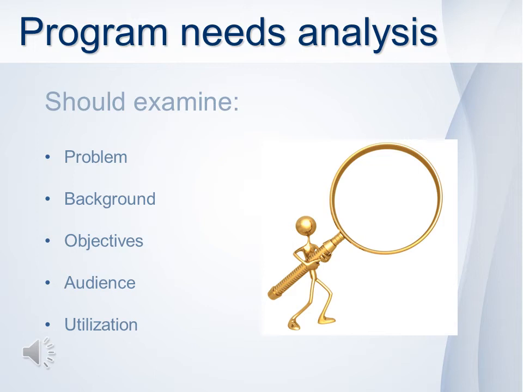When you're finished, your completed analysis should contain the following. The first thing is that it should look at the problem that needs to be solved. Second, you want to present the background information on the organization and the problem. Third, you want to list the objectives that need to be accomplished by this project. Fourth, you want to present relevant audience analysis research on who you're trying to target. And lastly, you want to present your plan for utilization. How and where is this project going to be used?